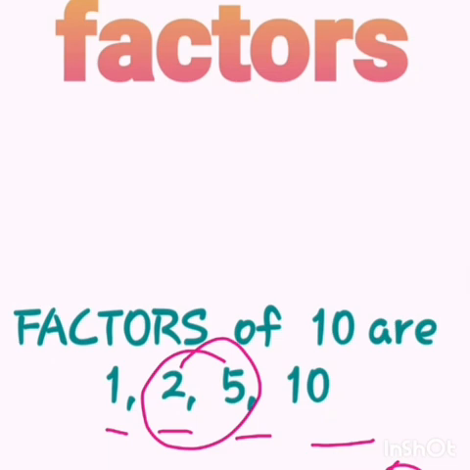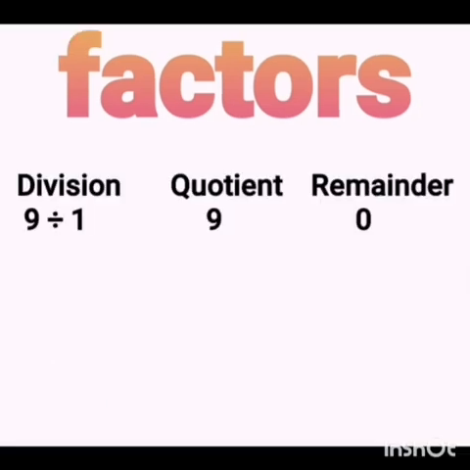Now can you find all the factors of number 9? So let's do it. So I divide 9 by 1 and I get the quotient 9 and remainder 0. It means the 1 is a factor of 9, right?